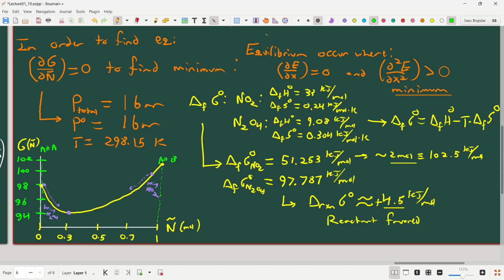I've screwed my scale up a little bit, but I'll make this 0.2 just to cheat. So this point right here is n equilibrium. And this is where the Gibbs energy derivative is equal to 0. It's at the minimum. So this is what we're tracking with Gibbs energy.